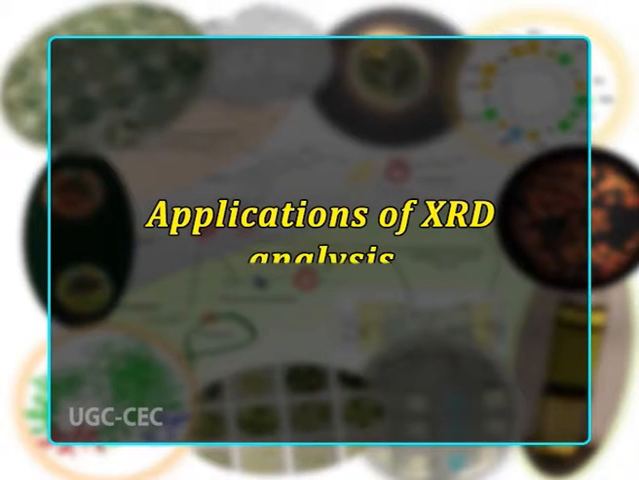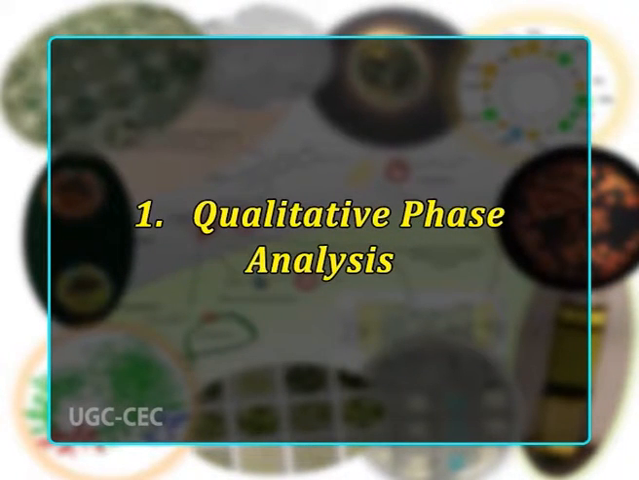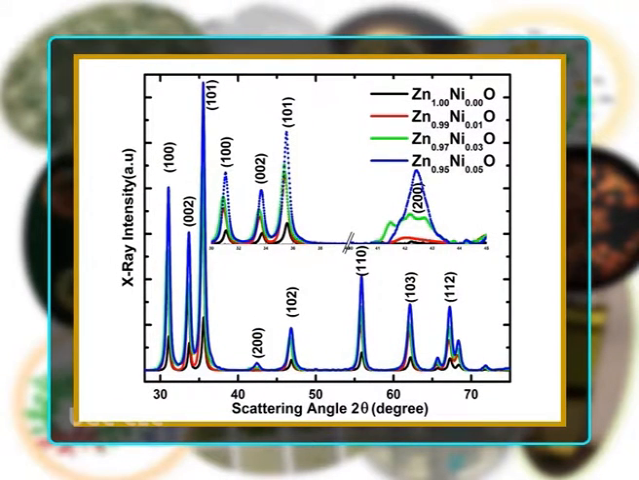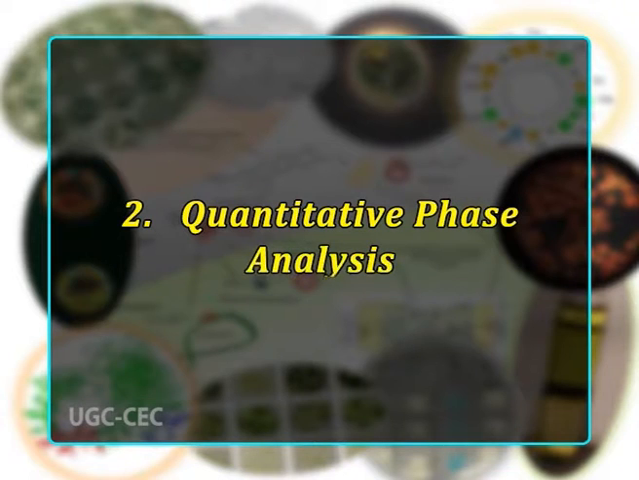Now, what are the applications of XRD analysis? First, qualitative phase analysis. Because the positions of the peaks in a powder pattern are determined by the size, shape and symmetry of the unit cell, and the peak intensities are determined by the arrangement of the atoms within the cell, the powder pattern is a characteristic fingerprint of a phase. Quantitative phase analysis is also done by XRD.